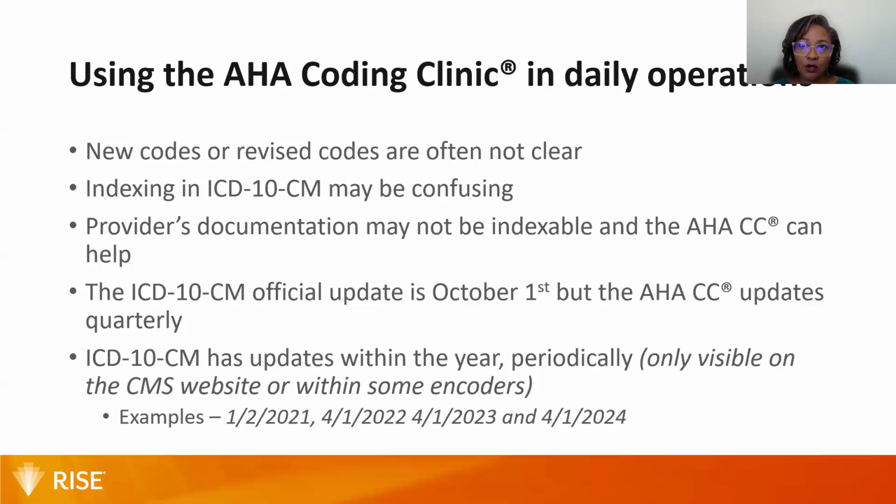If you're using an encoder, and we're going to talk about encoders a little later on, most of that information is also pulled into your encoder. For example, for the past 3 years, on April 1st there have been some updates, some revisions to either guidelines, added codes, clarifications to codes, etc. Those will show up, and they're visible on the CMS website. So if you're a book user still, maybe use a combination of both, or if you're using an encoder, many times that information is also included within your encoder. You want to make sure you're aware of that. The great news is if you are utilizing the AHA Coding Clinic, they also will alert you to some of these updates as well.